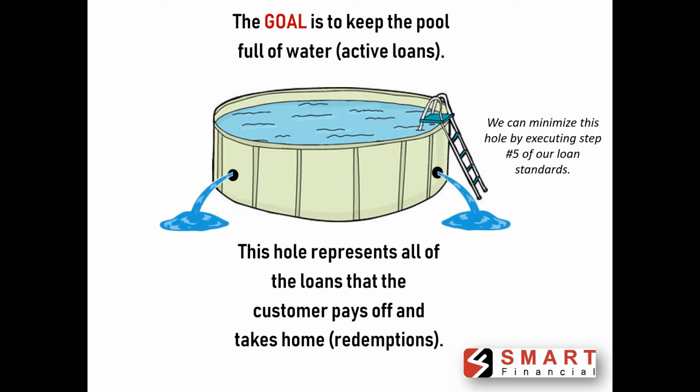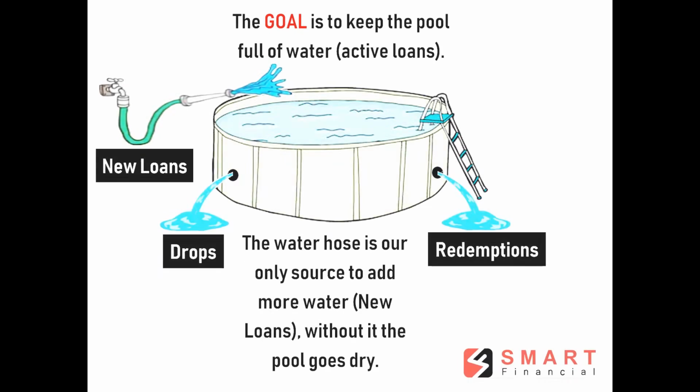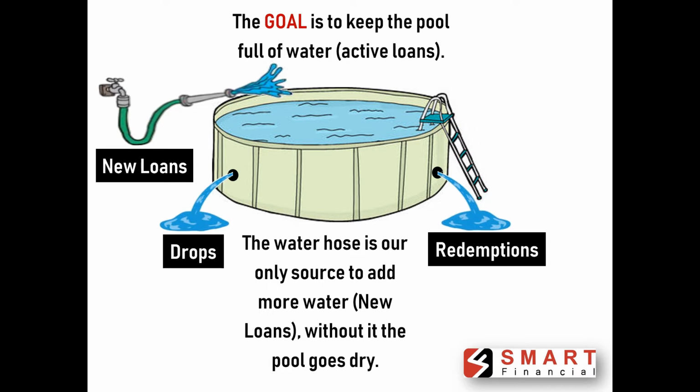Now, on the other side of our pool, we have another hole, and this hole represents all of the loans that the customers pay off and take home, the redemptions. We can minimize this hole by executing step 5 of our loan standards. If a customer wants to pick up their loan, politely attempt to renew or extend. The ultimate goal is to keep the pool full of water, full of active loans.